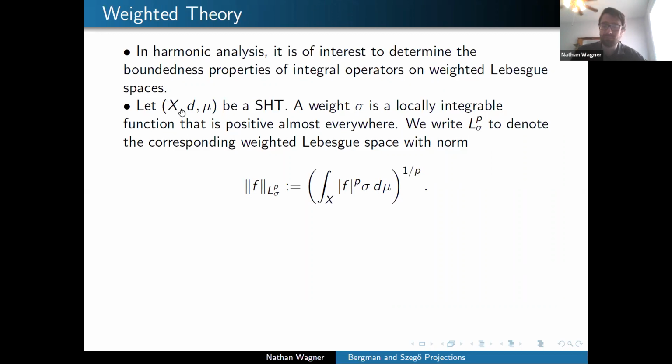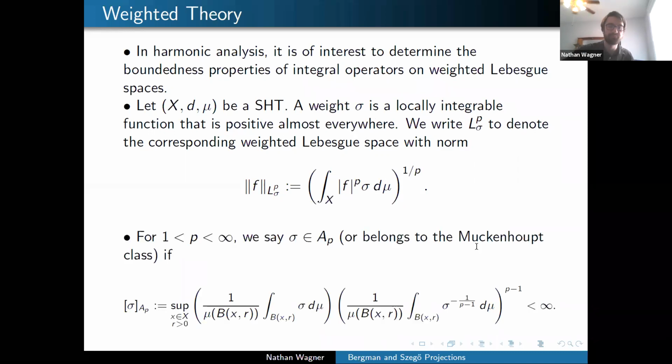And so our setting is just going to be, again, a space of homogeneous type, this more general setting than just Euclidean space. And so we'll say that a weight sigma is a locally integrable function that is positive almost everywhere. And we'll define the weighted Lebesgue space in this way. So we'll write L^p(sigma), and basically it just is the Lebesgue space L^p with respect to the measure sigma d mu. And so this is the weighted Lebesgue space.